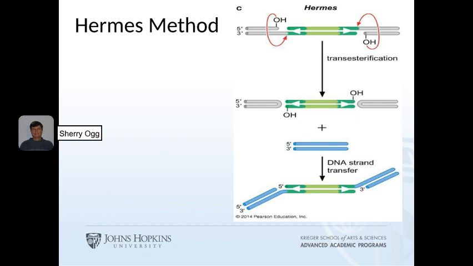The Hermes method is similar to the Tn10 and Tn5 method in that DNA hairpin loops are formed, but the loops are formed in the host cell's DNA, as you can see on either end here, rather than the transposon. This method is very similar to VDJ recombination and might suggest that transposons were leveraged for use in vertebrates.